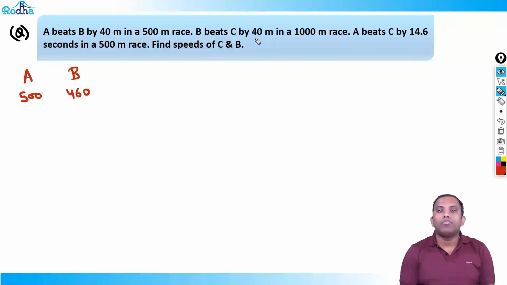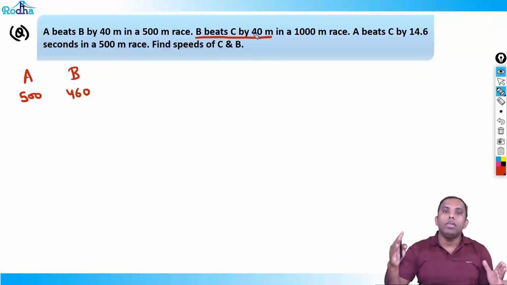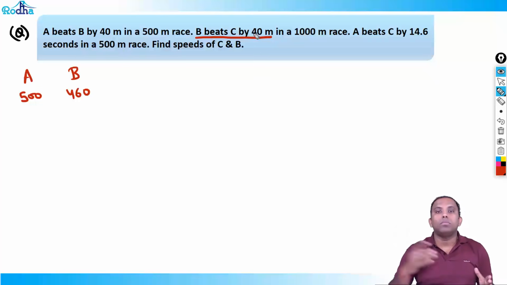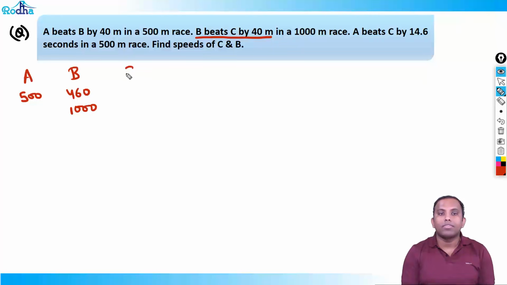Now B beats C by 40 meter in a 1000 meter race. The meaning is that B is completing the race. In a race you can beat the other person only when you complete the race. If you're leaving the race in the middle, you can't beat anyone. So B is beating C. That means when B reaches the finishing line, C is 40 meter behind B. That means when B covers 1000, C covers 960.